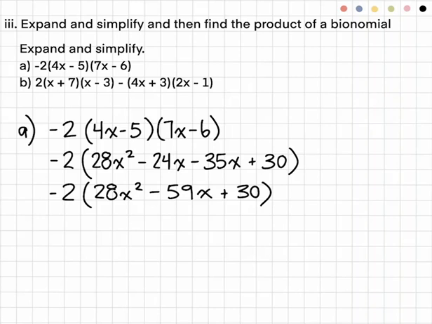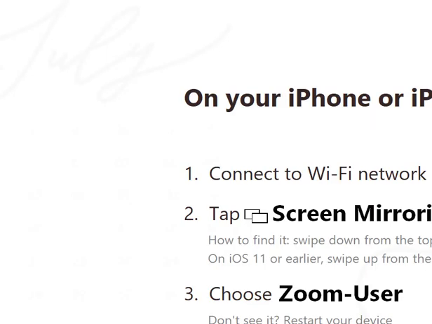So that means we're going to multiply this by negative 2, this by negative 2, and this by negative 2. So let's go ahead and do that now. That negative 2 times 28x squared equals negative 56.